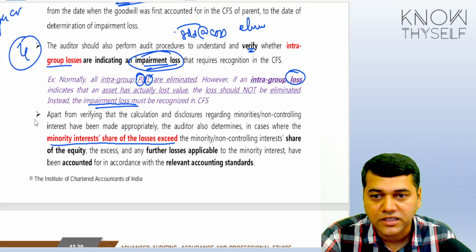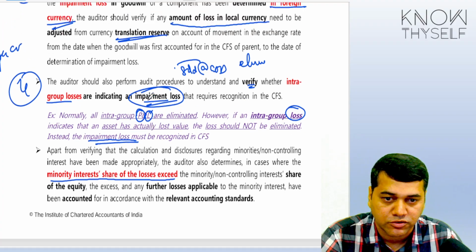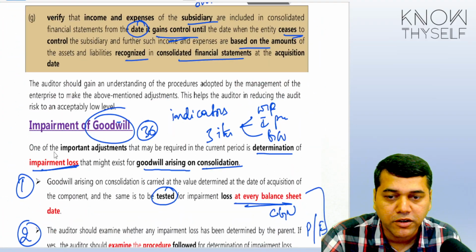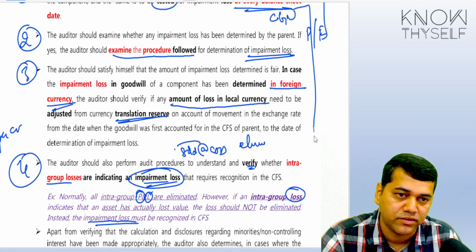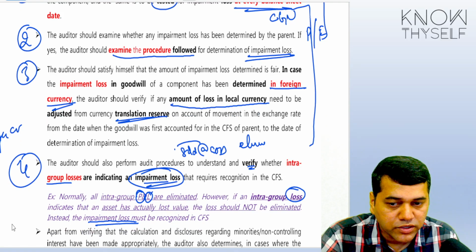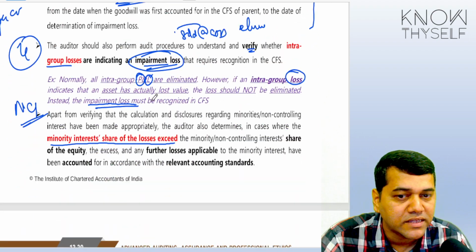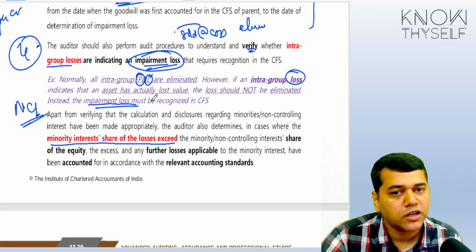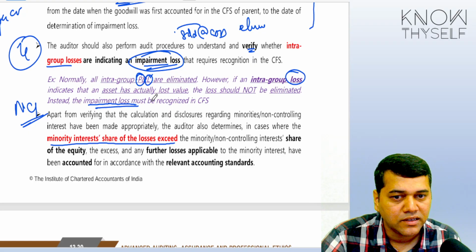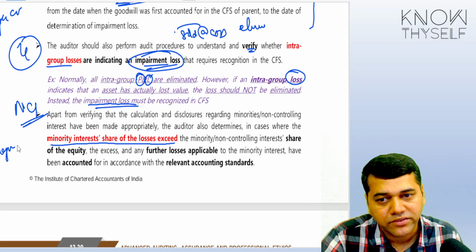I think I should have given a different heading here, friends, because impairment of goodwill has only 4 points. Now I need to give a separate heading called NCI adjustments. What can happen with the NCI? Because of the losses allotted to it, the NCI may show a negative balance.